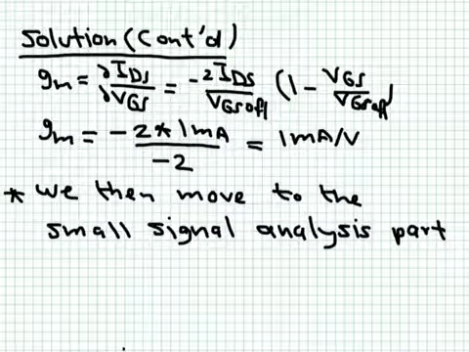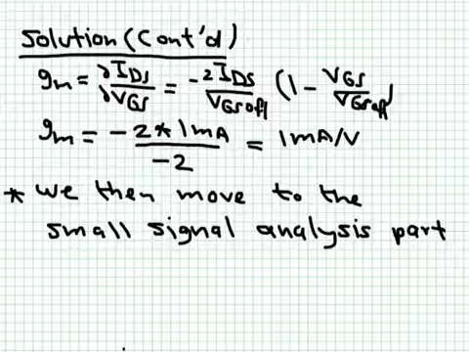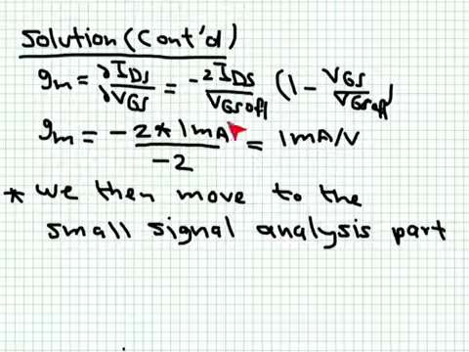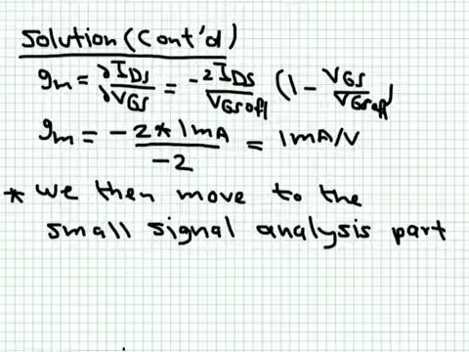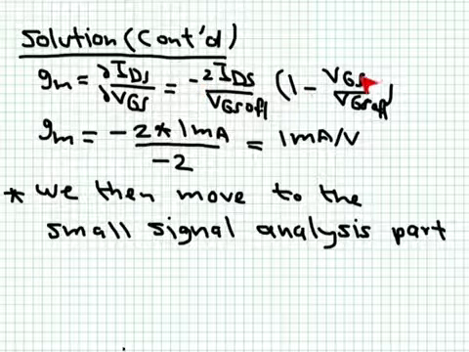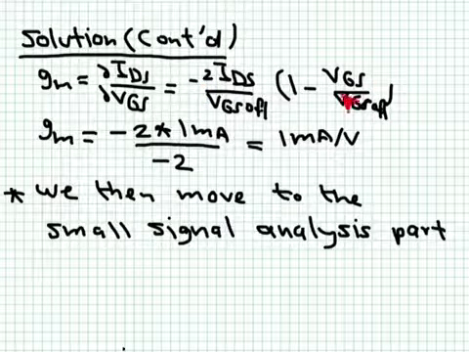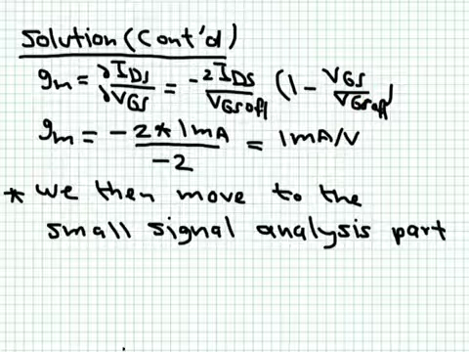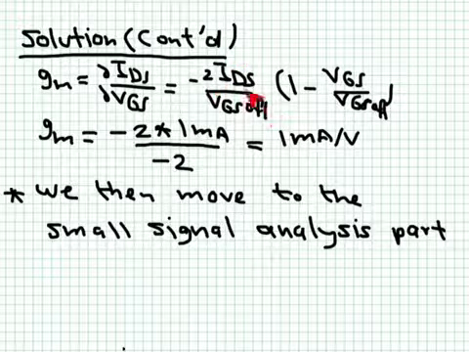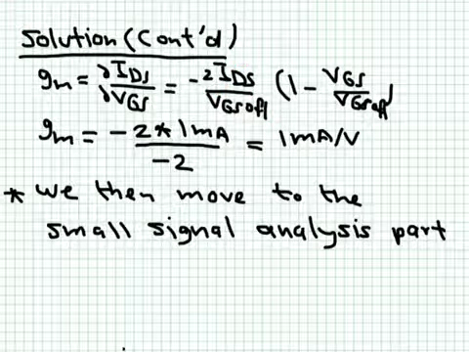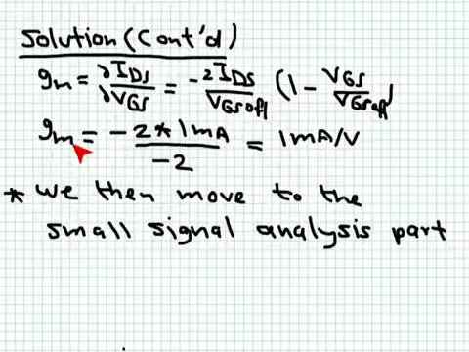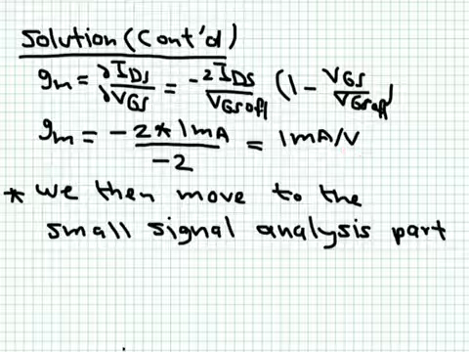GM by definition is the derivative of IDS versus VGS. So if you differentiate the quadratic equation you get this expression here: minus 2 IDSS over VGS off, multiplied by 1 minus VGS over VGS off. Our operating point has VGS equal to 0, so this term will cancel out. So you end up with minus 2 multiplying 1 milliampere divided by minus 2, because VGS off is equal to minus 2 volts. Minus 2 will cancel with minus 2. This means that GM has a value of 1 milliampere per volt.